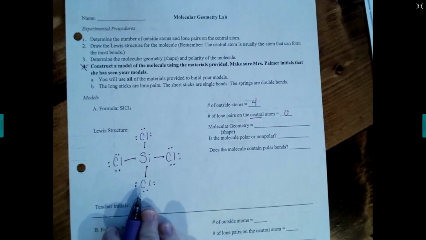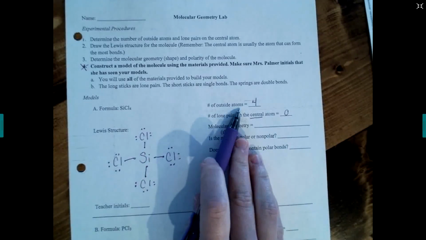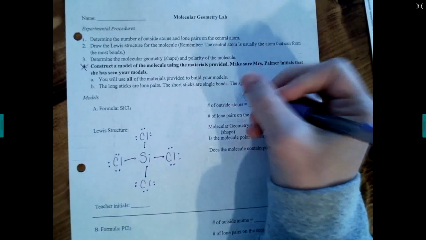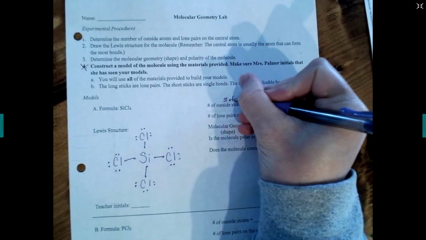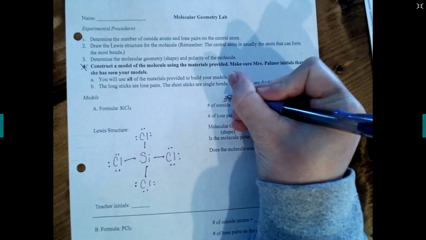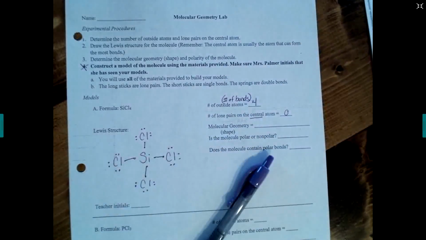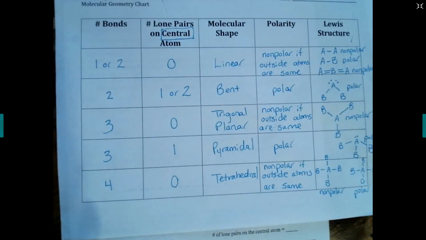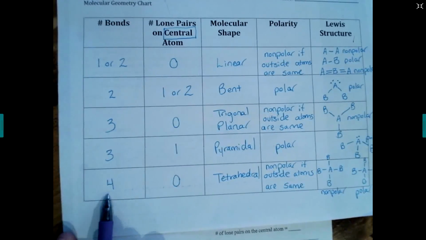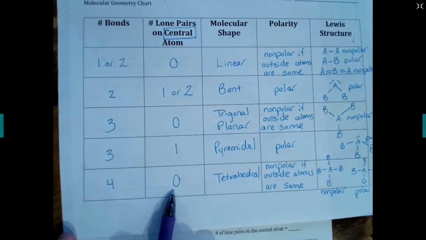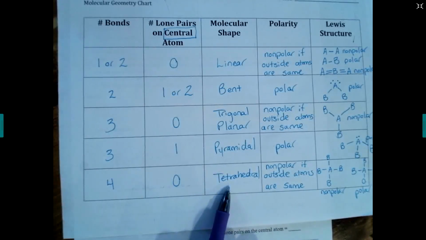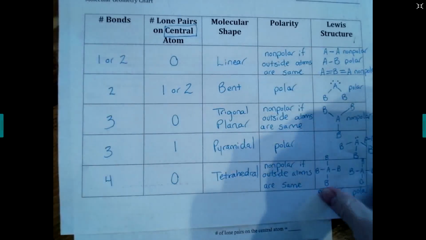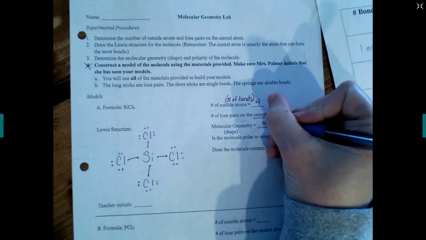So now I need to figure out what shape this is. Keeping in mind that the number of outside atoms also is going to correlate to the number of bonds. Let's take a look at that chart that we created earlier when we were taking notes. So if I look at the chart we made, under number of bonds, I see that 4 bonds and 0 lone pairs makes this a tetrahedral molecule. So I'm going to go ahead and answer this question. This shape is tetrahedral.